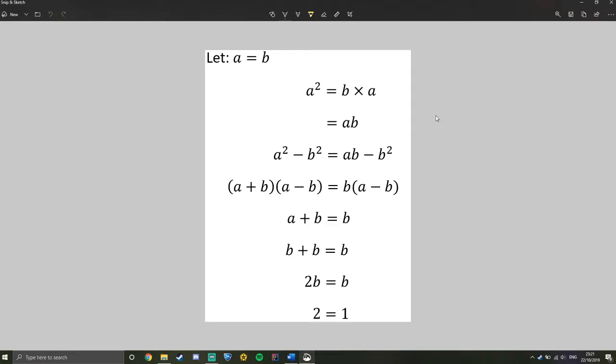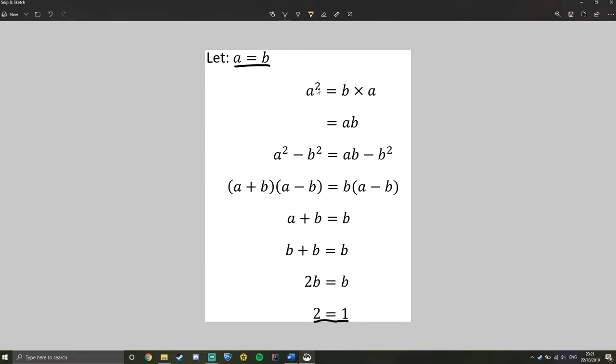It's math, but just don't leave just yet. I got something really cool for you. So I managed to start out with a equals b, right? And then I've got to the end, and 2 all of a sudden equals 1. How? So I'm going to explain this to you guys. As you should know, if you don't, you're going to learn something.